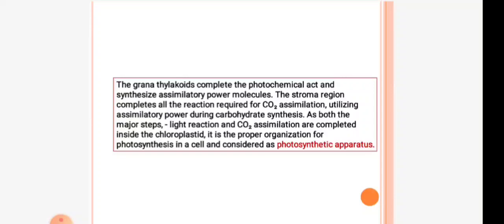The granathylakoids complete the photochemical act and synthesize assimilatory power molecules. The stroma region completes all the reactions required for CO2 assimilation, utilizing assimilatory power during carbohydrate synthesis. Both the major steps, light reaction and CO2 assimilation, are completed inside the chloroplastid. So, it is the proper organization for photosynthesis in the cell and it is considered as a photosynthetic apparatus.